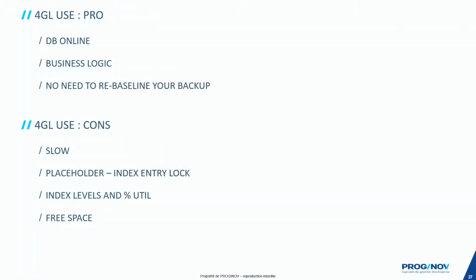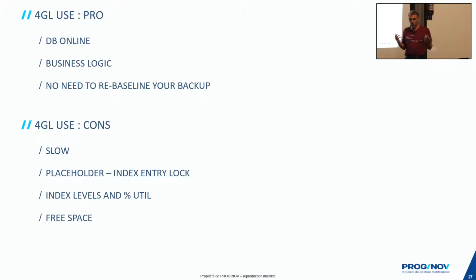There are some disadvantages too. It could be slow, more than 1 hour for 5 gig. You have to deal with the placeholder or the index and rebuild, and the free space. So remember, IDX compact could be your friend. Free space, 2 points in this one. First, after a 4GL mass deletion, your DB always has the same size, except if your BI grows too much. And the other one is the free space in the block.